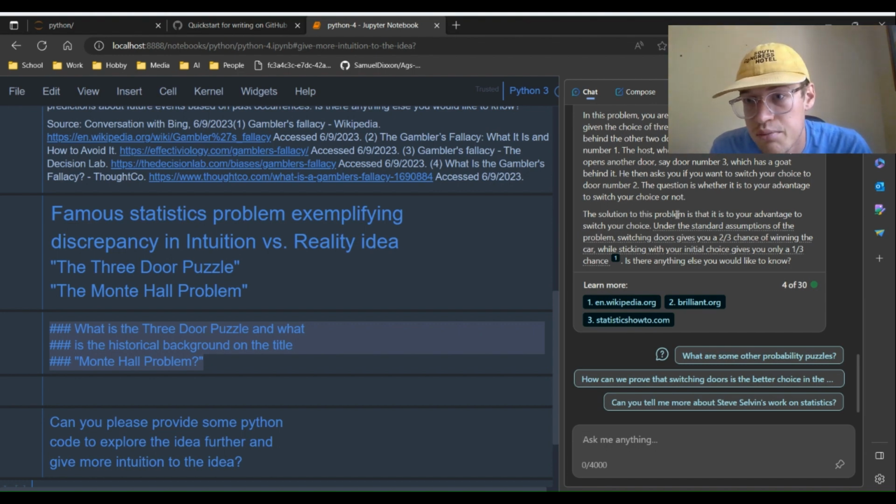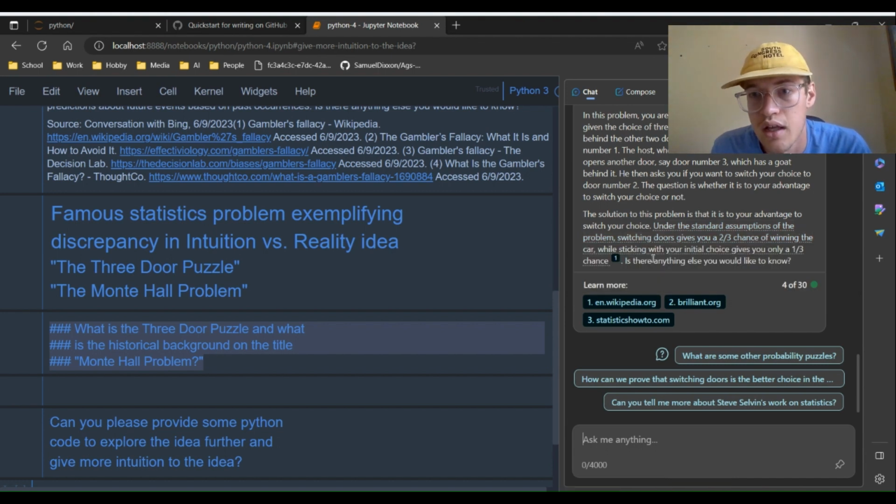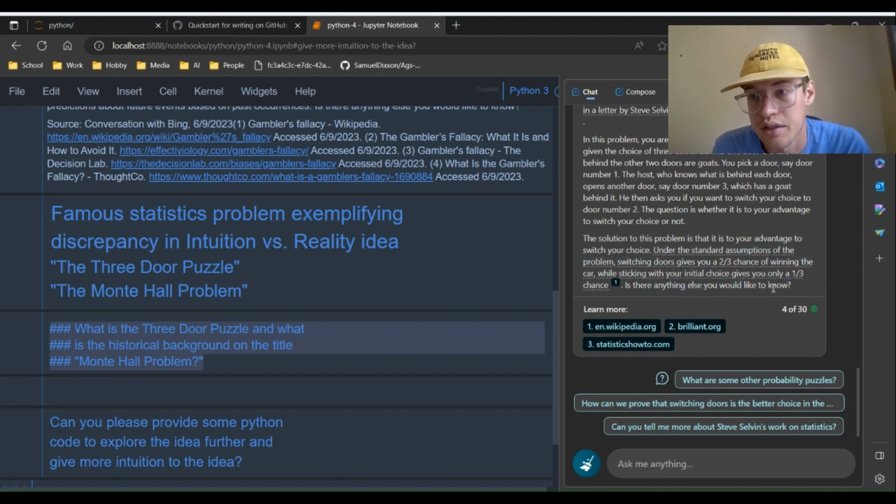The solution to this problem is that it is to your advantage to switch your choice. Under the standard assumptions of the problem, switching doors gives you a 2/3 chance of winning the car, while sticking with your initial choice gives you only a 1/3 chance. Is there anything else you would like to know?